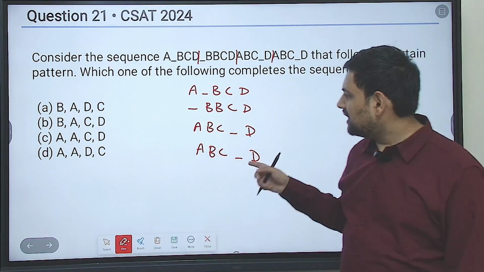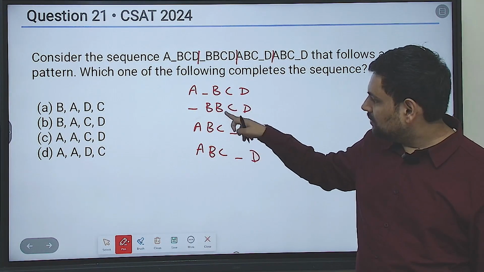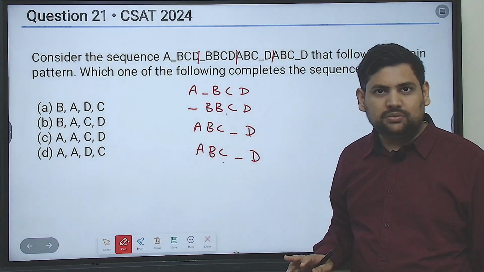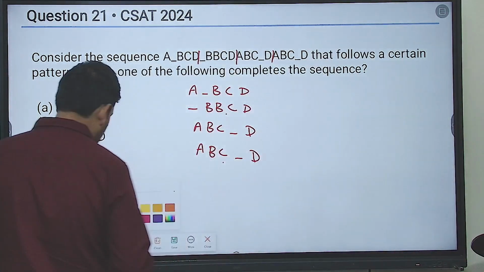Again, can you make them exactly same? No. B here, C here. Can you make them alternatively same? No. B and C here. Both are not possible. Cyclic is also not very probable. So what do you get to?